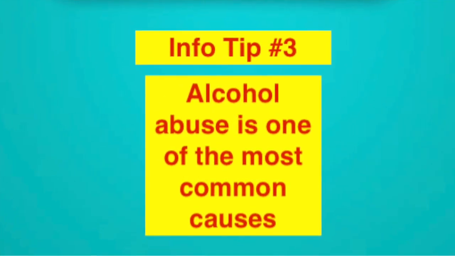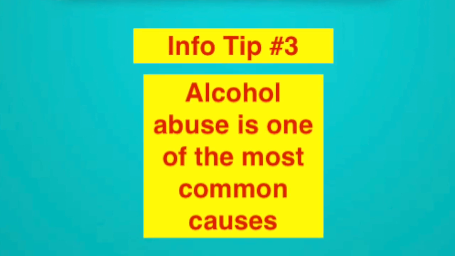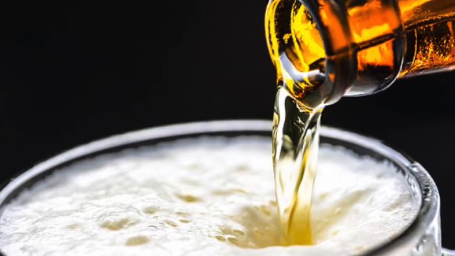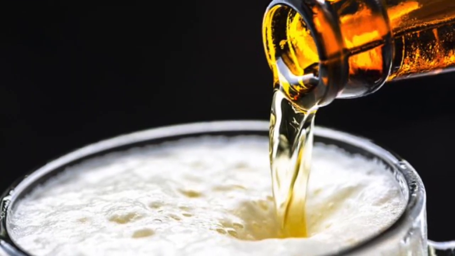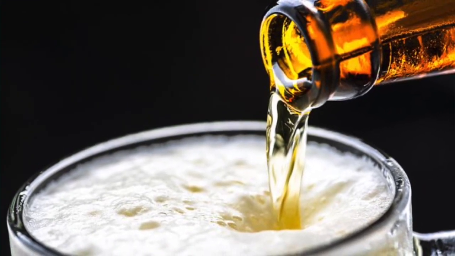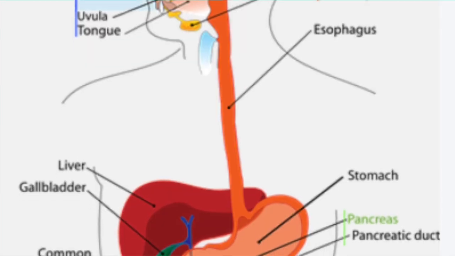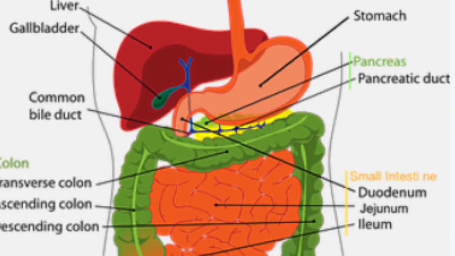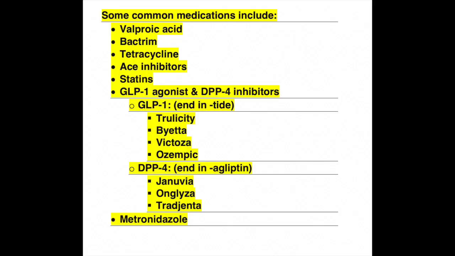Tip number 3. Alcohol abuse is one of the most common causes of pancreatitis. So this is one of the first questions that I ask the patient because they may also need to be treated for alcoholism as well. There are other causes like a gallstone blocking the ducts, hypertriglyceridemia, and also certain medications, which you can see in this list here. This is a very important list to be familiar with.